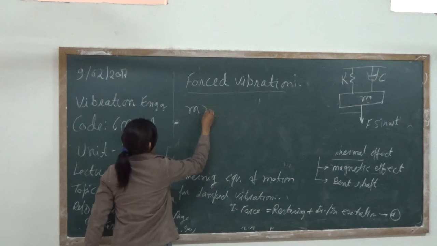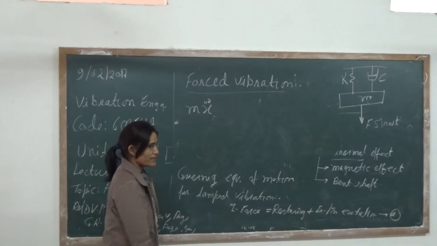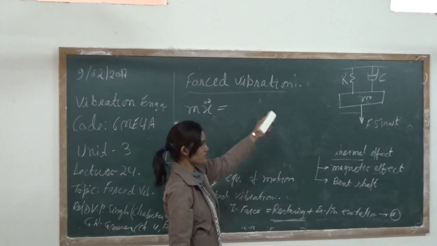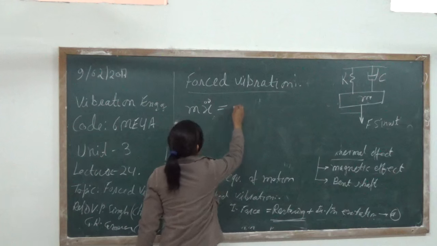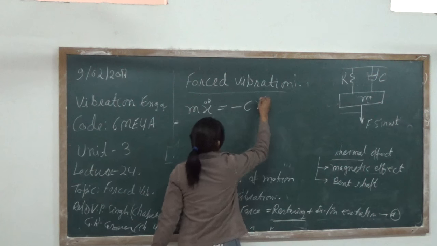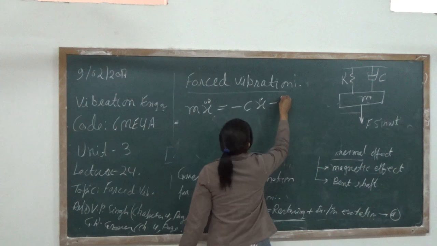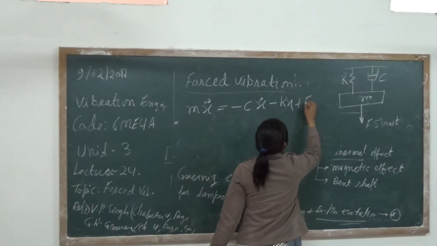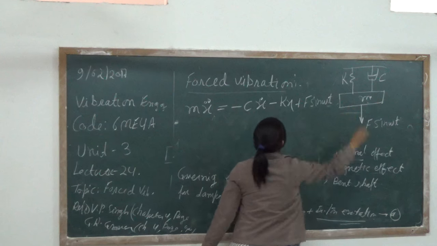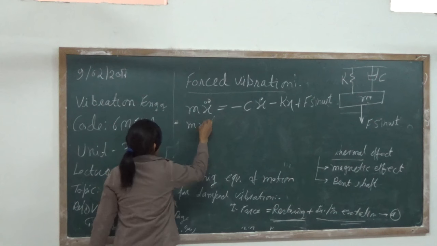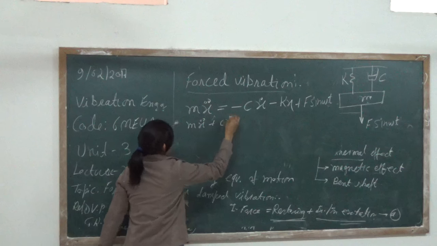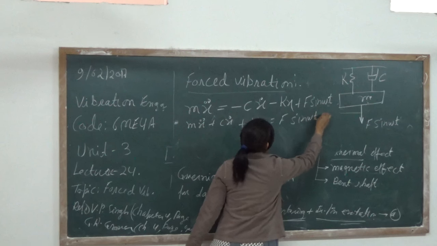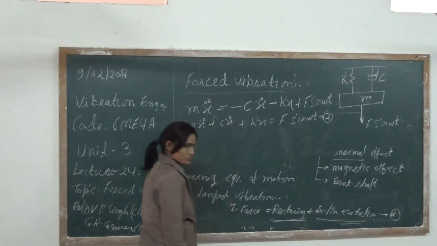Inertial force, we know, is M x double dot, mass into acceleration. Then the restoring force. Here we have restoring force due to the stiffness as well as due to the damper. Due to the damper, restoring force C into x dot. Due to the stiffness, K into x. Then the external force, F sine omega t. Then our governing equation becomes M x double dot plus C x dot plus K x equals F sine omega t. This is equation number 2.